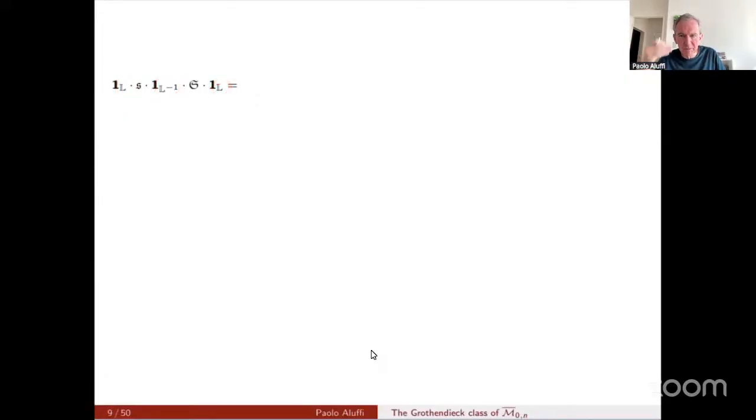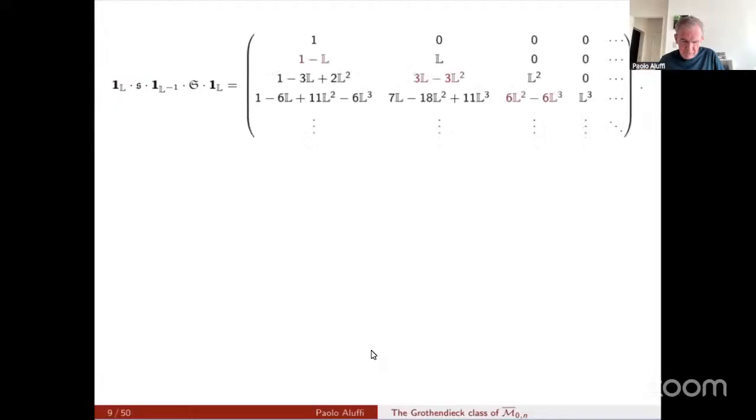Take it as a variable, but we know that secretly this is the Grothendieck class of the affine line. If you do this computation, this is what you get. So this is how you can instruct your Maple to do this in 1 second. And I don't know if it is very visible on your screen, but these entries are red, just because I want to highlight at least one of these.